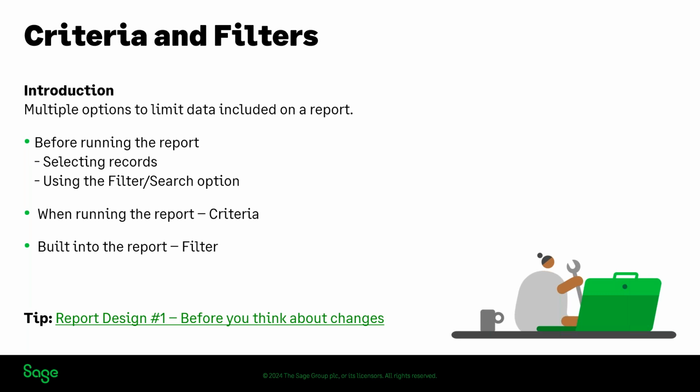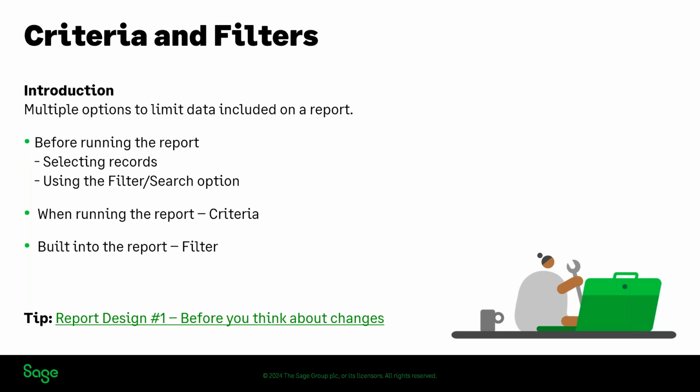And the other option is to amend the report and build a filter into it. So you would use that when maybe you want a specific report, you don't want to have to specify that each and every time. So when you don't want to have to enter specific selection criteria each and every time, rather than you going and selecting the records that you want and then running the report, you can build that into the design of the report.